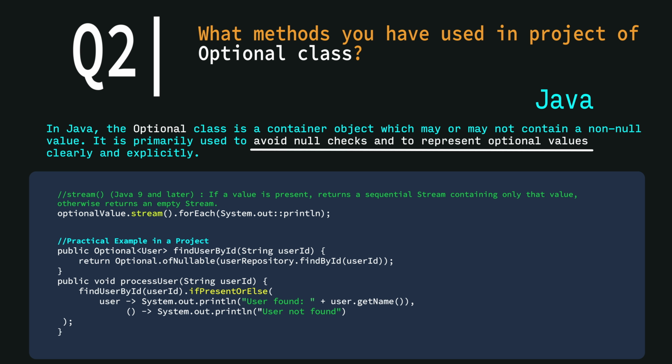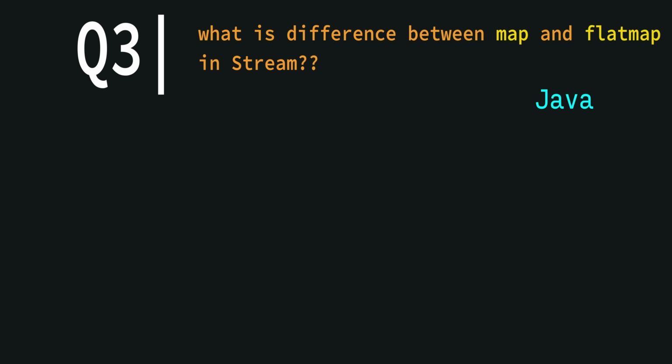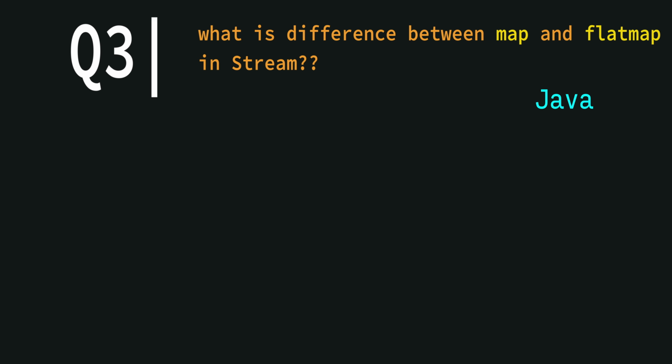So that is all about the Optional class and Optional objects, which are used for null checks and to avoid null pointer exceptions. So now let's move to the next question. This question is from Java streams. What is the difference between map and flatMap?